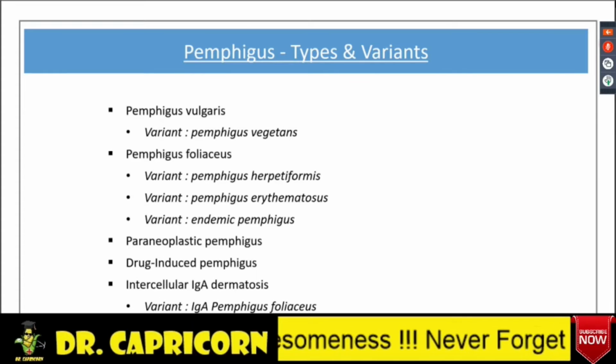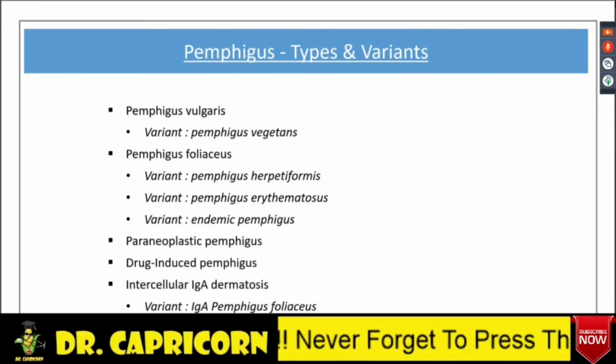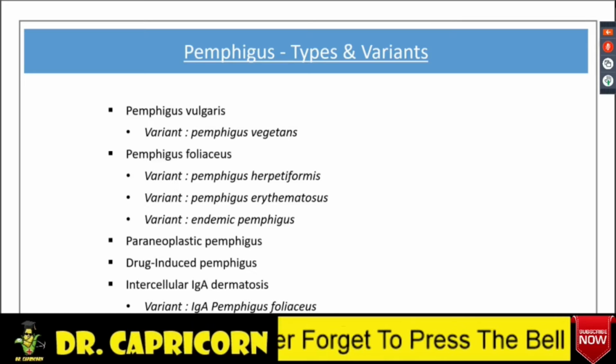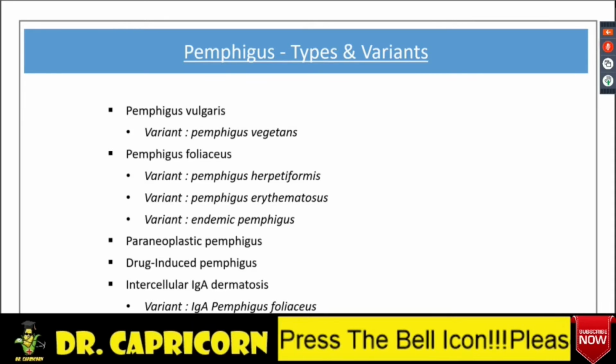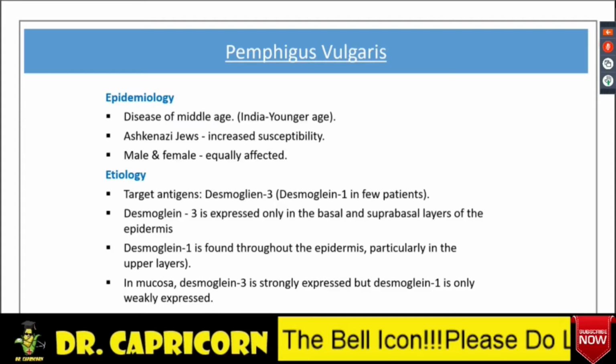Then there is intracellular IgA dermatosis. So these are the different ones. All the top ones are due to IgG. This one is due to IgA. It has 2 variants: IgA pemphigus foliaceus and subcorneal pustular dermatosis.